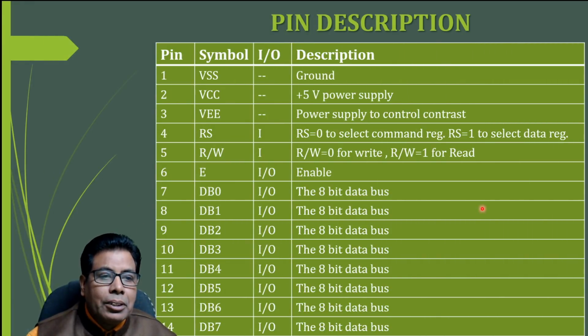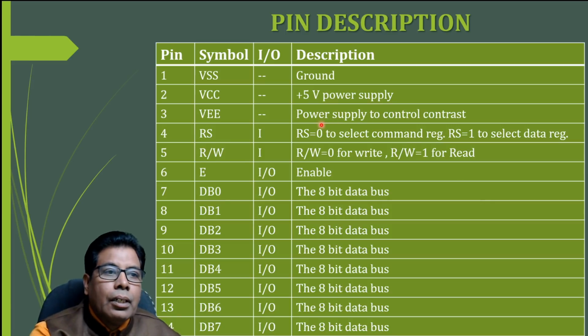Now the pin description. This is an LCD display, 16 by 2. There are 14 pins. Pin number 1 is ground, and pin 2 is VCC, the plus 5V supply. The third pin is VE, the power supply to control the contrast or the display brightness, as you can see.